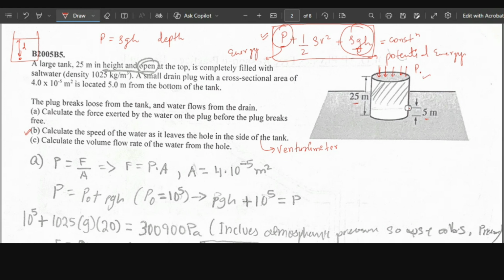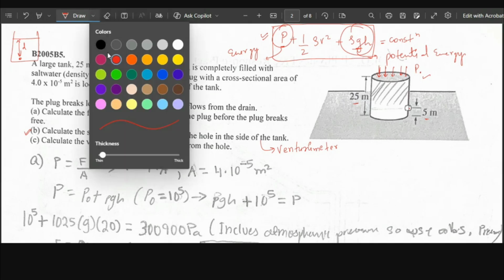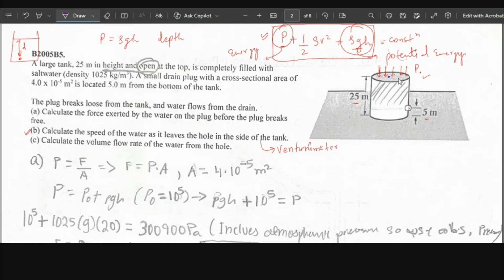Whenever we apply Bernoulli's equation, we apply it at two points. As we see in the question, we generally apply this equation at these points. Suppose this is my first point and this is my second point. We simply say that the total energy at point A must equal the total energy at point B. The pressure energy at point A is atmospheric pressure, and this hole is also open, so the pressure at this point is also atmospheric pressure. So pressure and pressure will automatically cancel out.